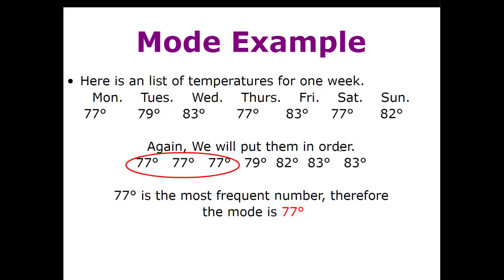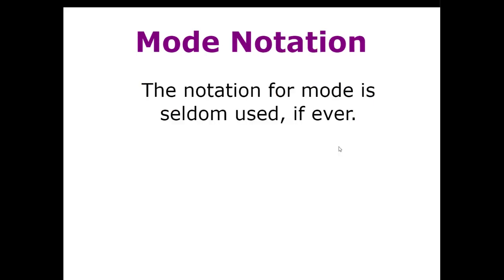Here's a list of temperatures that we have in 1 week. We can put them in order if you want a very clear representation of where the mode is, but it's not really necessary. You can see that of the days of the week, 77 was the temperature that occurred most frequently. Therefore, the mode is 77 degrees. There is no notation for the mode.